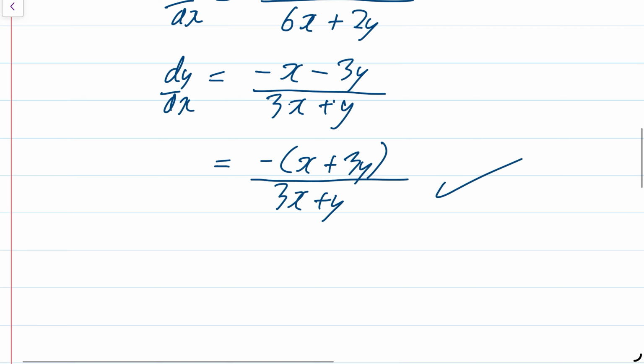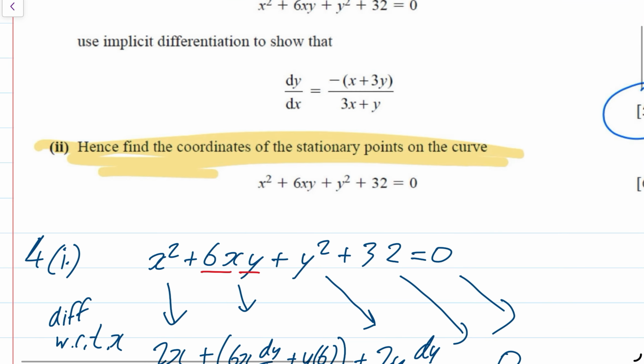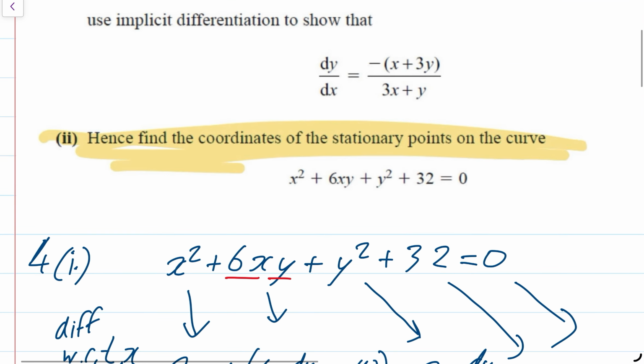And there we have it. Lovely. So that's your dy by dx. Very nice indeed. Okay, let's go back and look at the question. It says, hence, this is a bit somebody wanted me to do for them. So hence find the coordinates of the stationary points on the curve.